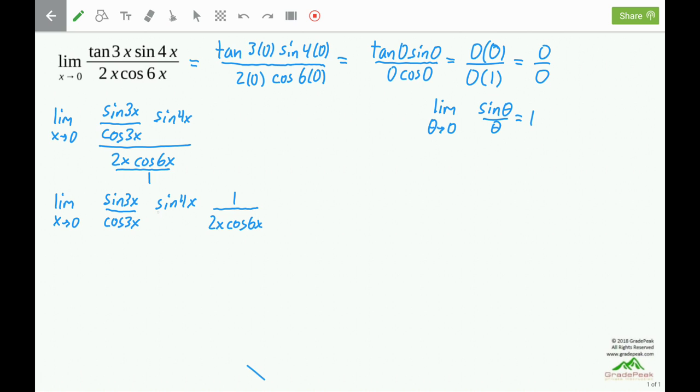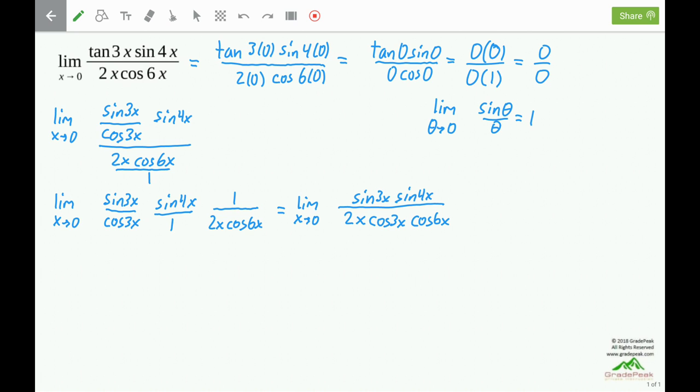The middle term we can make a fraction by putting it over a 1, just so we can easily see how to multiply these fractions. We multiply all the numerators: sine of 3x times a sine of 4x times a 1, divided by cosine 3x times a 1 times a 2x, I'll put that first, and times a cosine of 6x. We still have the 0 over 0 indeterminate form. That hasn't changed just yet.